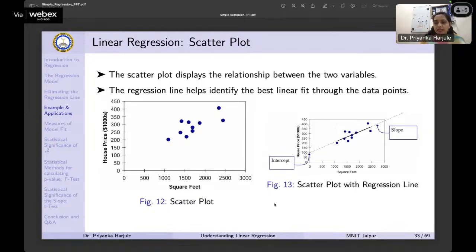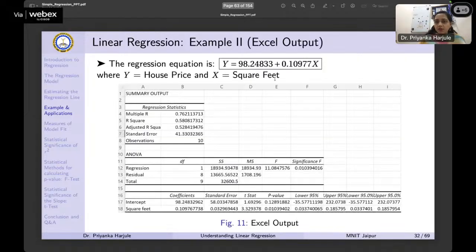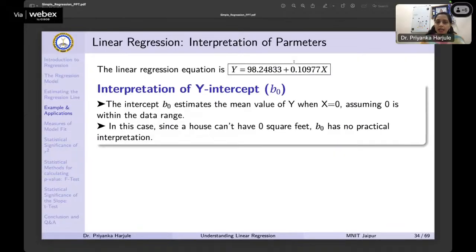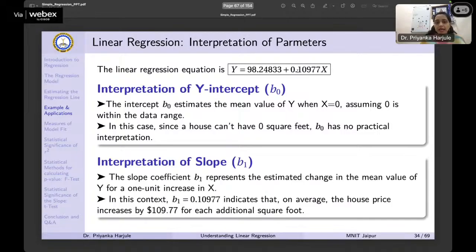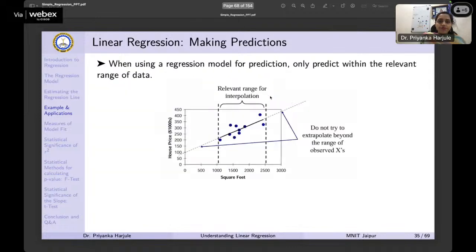So this is the scatter plot, and this is the best fitting line of this equation that we have got as the output. And interpretation, we have already seen that if your b1 is 0.11, that indicates that on an average, with every additional unit square foot of size, the cost of the house is increasing by $109.77. Okay, so this is how you can interpret this result also.